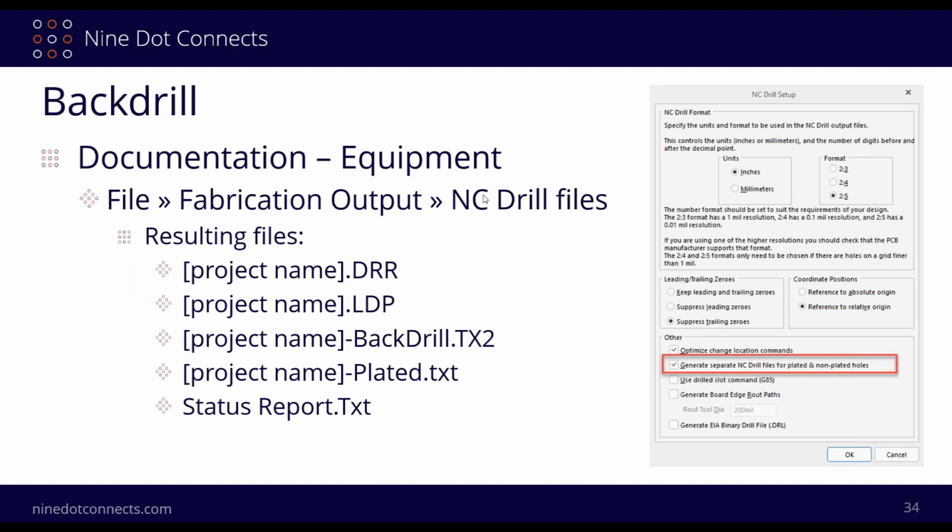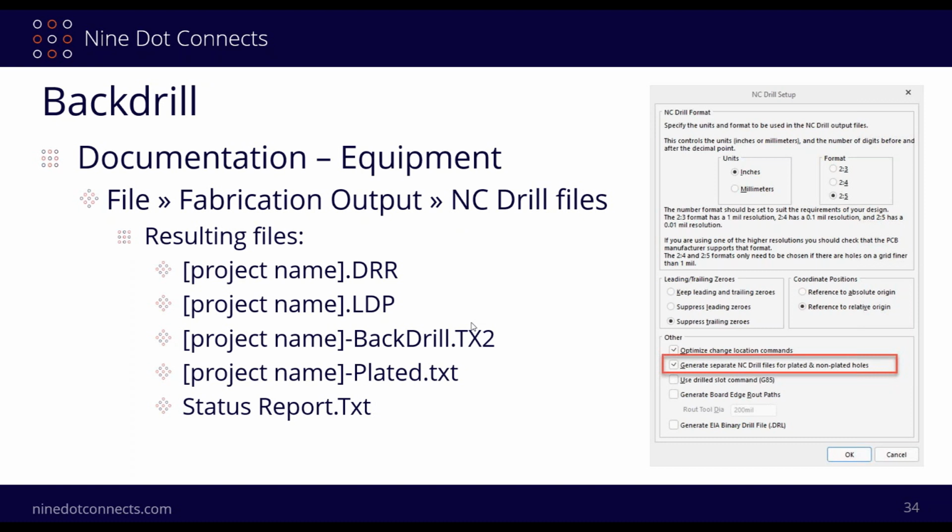What about the documentation of this? It's all contained in the NC drill files. So when we do our fabrication outputs, NC drill files, or we use our out jobs here, this is what you're going to get. I recommend you split them up. You don't have to, but this will just, for your knowledge, mean that you have both the plated and non-plated holes. These are all the files that you're going to get as a result of running this setup over here.